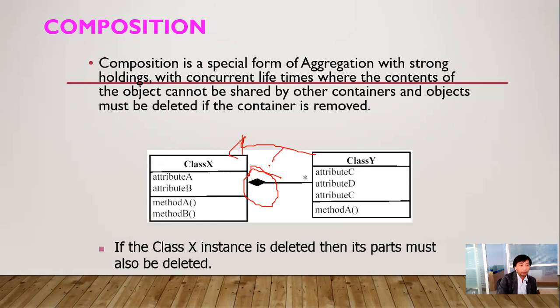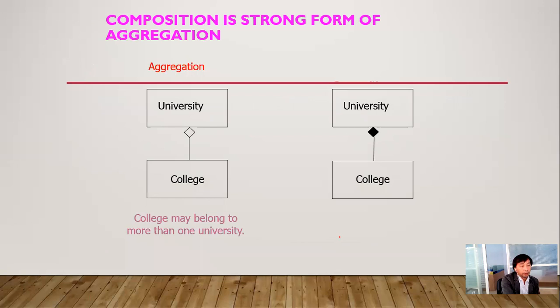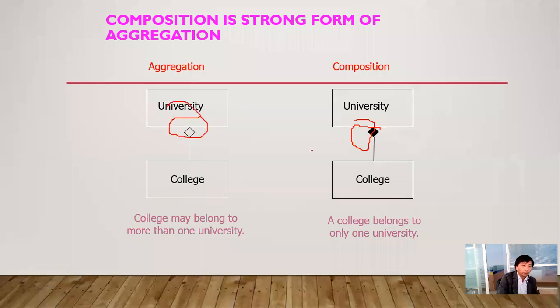As you can see, we fill in the diamond with black color. But the difference from the previous relationship is this one. Whenever the class X, the parent class, is destroyed, then the class Y, the child object, will also be destroyed or must be deleted. So the difference between aggregation and composition is the symbols.